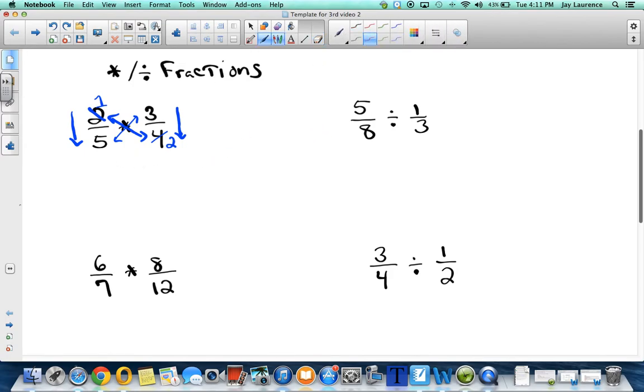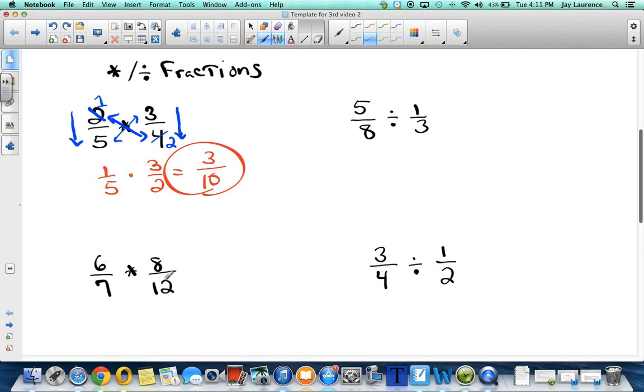So my new problem is 1/5 times 3/2. And I'll do 1 times 3 and get 3, 5 times 2 and get 10. Now some of you are thinking, I'm not going to do all that work. That's a lot more work. Actually, it's easier if you simplify first.